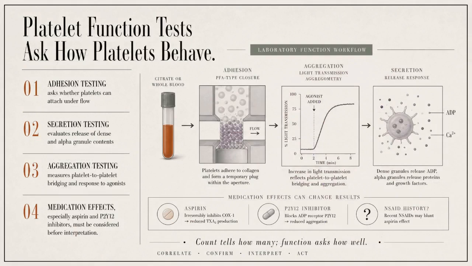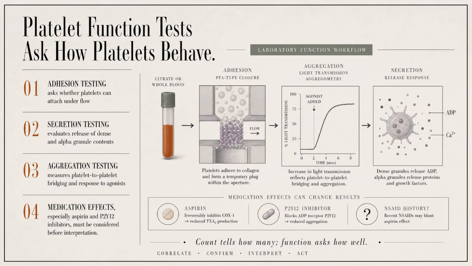These tests evaluate different aspects of platelet physiology, including adhesion, activation, secretion, and aggregation. Light transmission aggregometry is a classic method where we watch how platelet-rich plasma clears as platelets clump together in response to different activators. PFA-type systems, on the other hand, assess how well platelets form a plug under conditions that mimic blood flow. But here's the challenge.